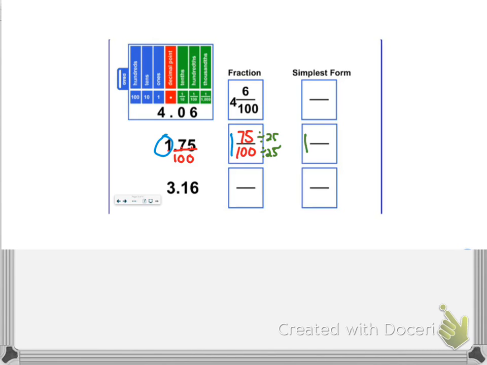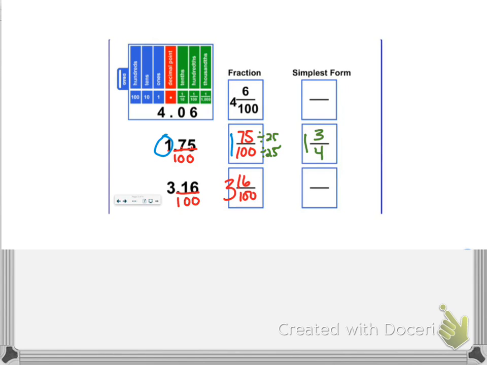75 and 100 I know can be divided by 25. So that means that my whole number stays the same. 75 divided by 25 is 3. 100 divided by 25 is 4. So my correct answer is 1 3/4. When I come and look at this one, it's the same. 3 16/100 would be the correct way. Or I can put a 1 under the decimal and a 0 for each digit after, and I end up with 3 16/100.